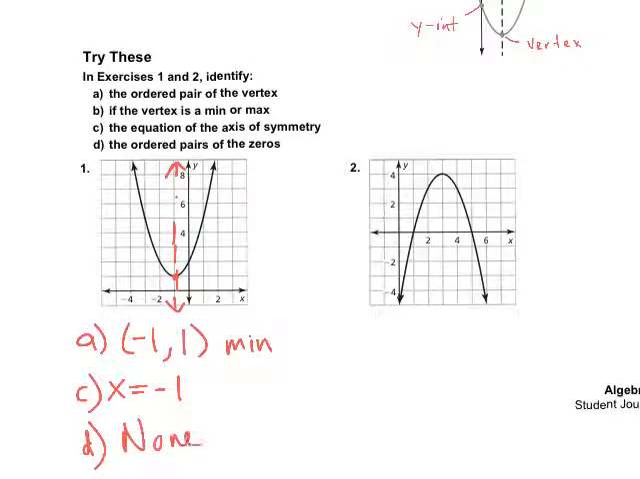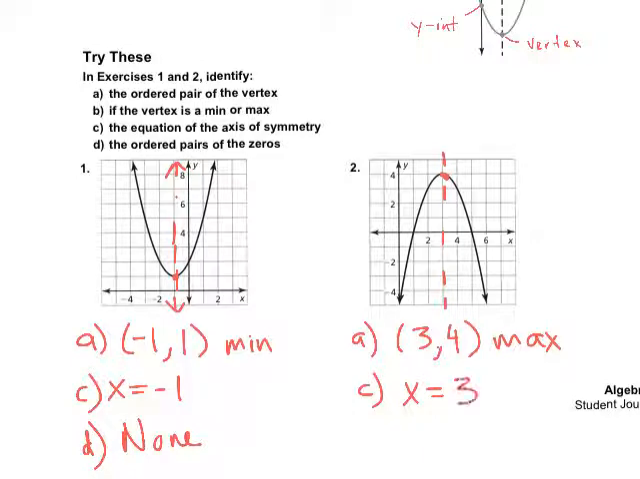Okay. Number 2. First I need the vertex. That would be over 3, up 4. So 3, comma 4. It is a maximum. And then I need the equation of the axis of symmetry. The axis of symmetry, remember, is the line that goes through the vertex, and it's always an x value. So x equals, let's see, it's over 3. What's wrong with my iPad? X equals 3, there we go.